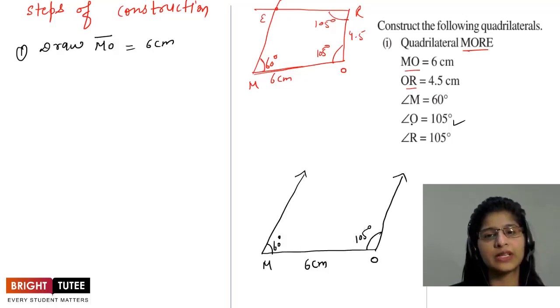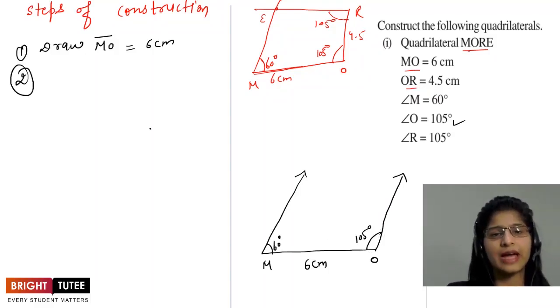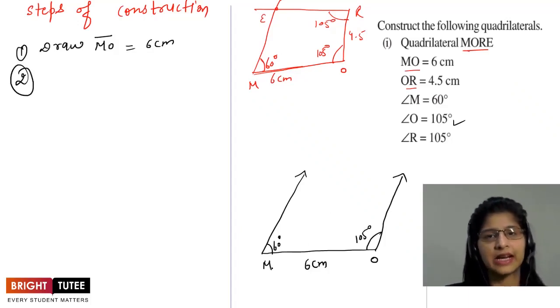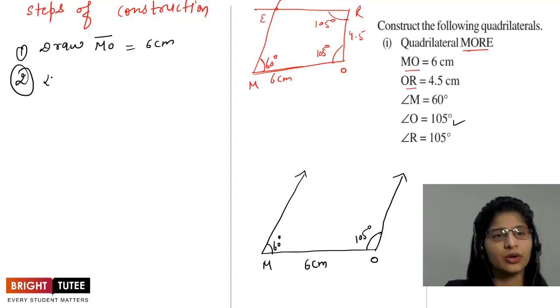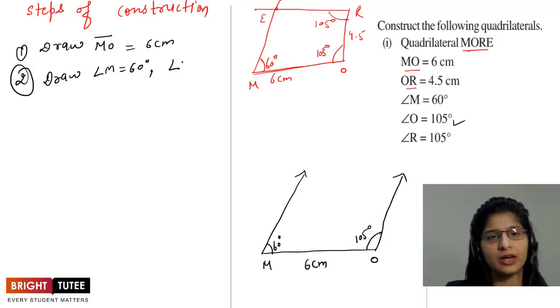Now what we need to do is we need to get the point. Which point? After O it is R. We need to get point R. So point R will be got by making an arc from point O of 4.5 centimeters. So let us first write these two steps. You know, the angle at M you can create earlier in the starting, or you can create at last also. Clear? So just see what we will write. Draw angle M as 60 degrees and angle O as 105 degrees. Clear? And from point O we will make an arc of 4.5 centimeter.